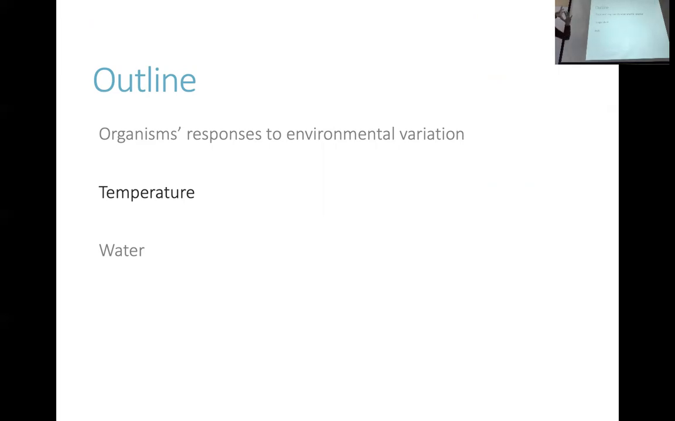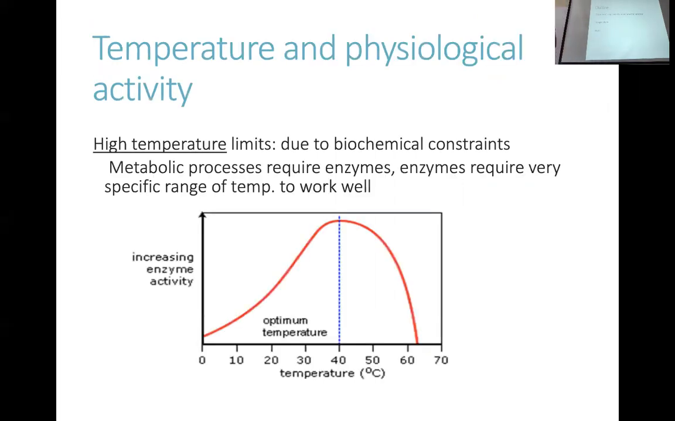Moving on from this overview of how organisms can respond to environmental variation, we're going to move into specifically temperature. Temperature and water both important. Let's start with temp and why temperature matters. Limits on the high end of the temperature spectrum are mostly due to biochemical constraints. So it comes down to a pretty small scale.